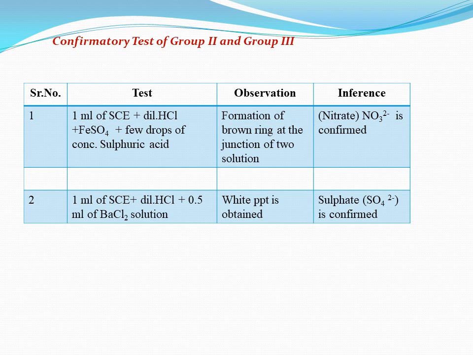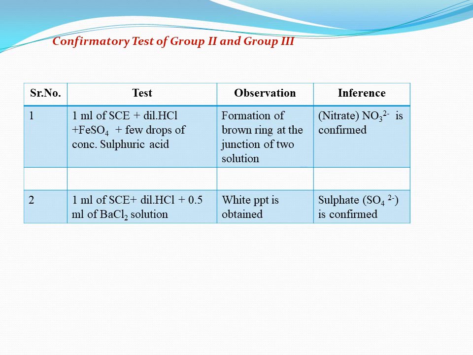For the confirmation of nitrate radical, take 1 ml of sodium carbonate extract, then acidify it with dilute hydrochloric acid. To this, add freshly prepared ferrous sulfate solution. Shake well and add a few drops of concentrated sulfuric acid by the side of the test tube, holding it inclined. So there is a formation of brown ring at the junction of two solutions. From this we can say that nitrate radical is confirmed.